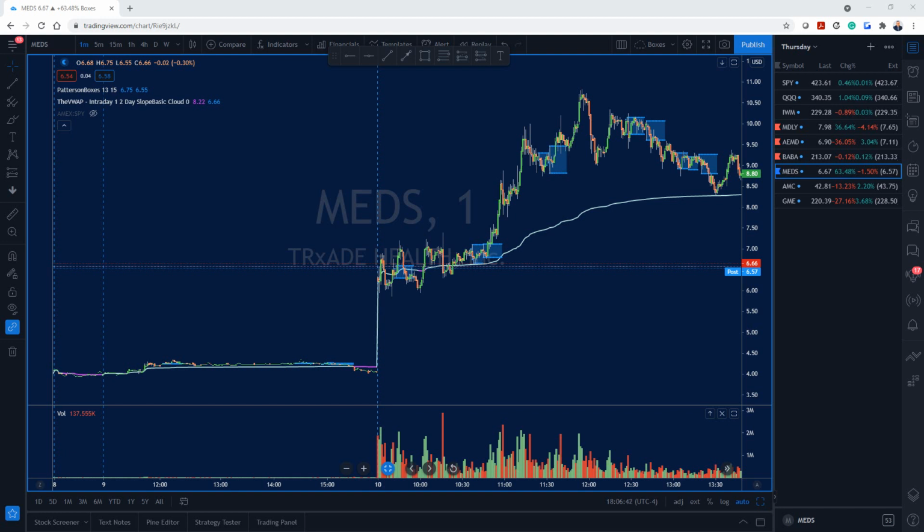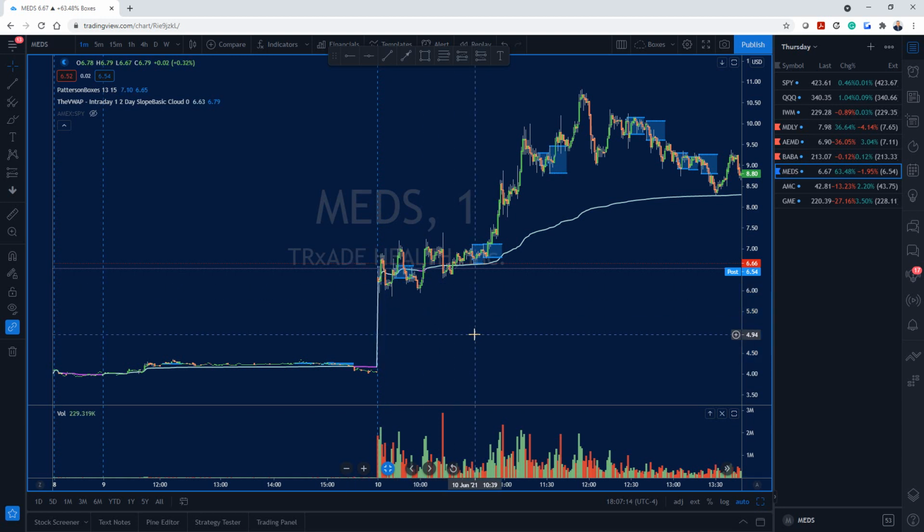We're going to talk about some penny stocks because I did a couple of penny stock trades today, and some large caps as well. What was moving today was MEDS, and MEDS is a penny stock. It was trading at 4 and gapped up to 6. That's not a big gap percentage-wise, especially for a penny stock. It's only a 51% move.